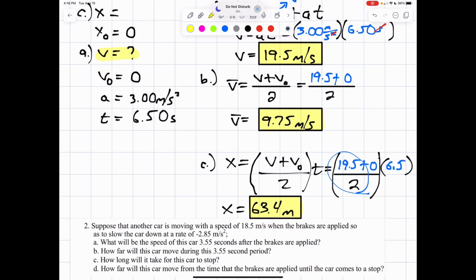Number 2. Suppose that another car is moving with a speed of 18.5 meters per second when the brakes are applied, so as to slow the car down at a rate of negative 2.85 meters per second squared. All right, let's see how we approach this one.